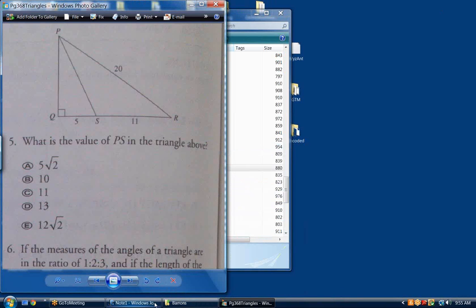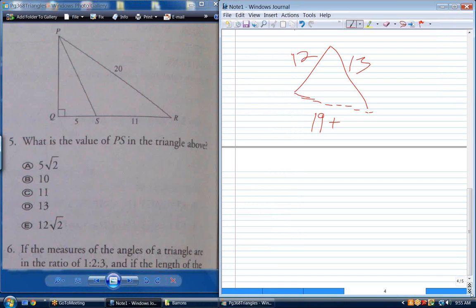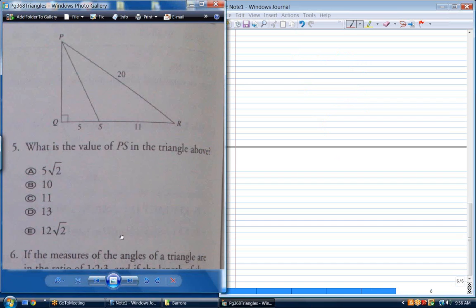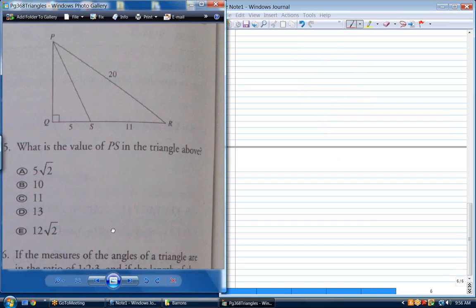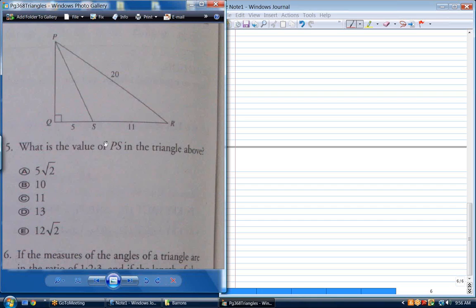Oops, what did I do that for? I meant to do this. Let's see. Yeah, I want the value of PS.